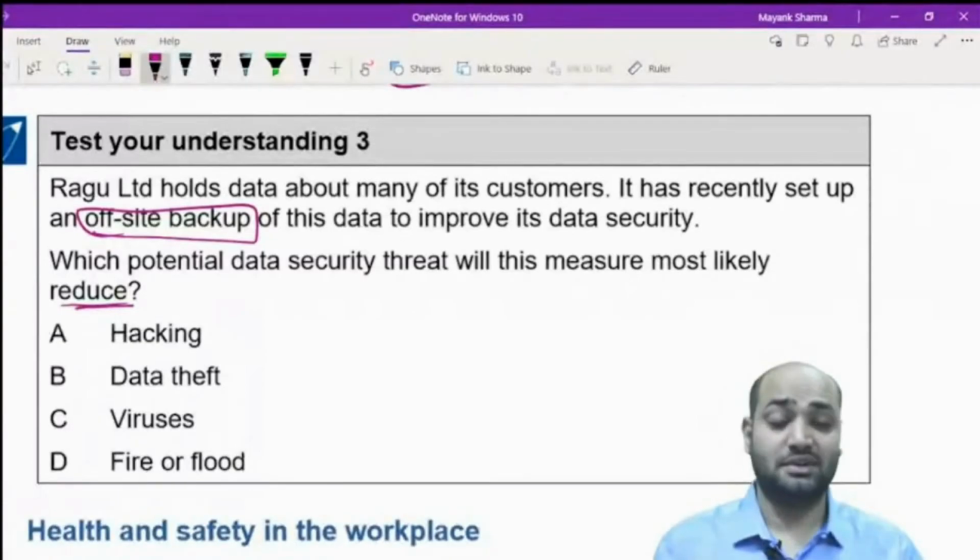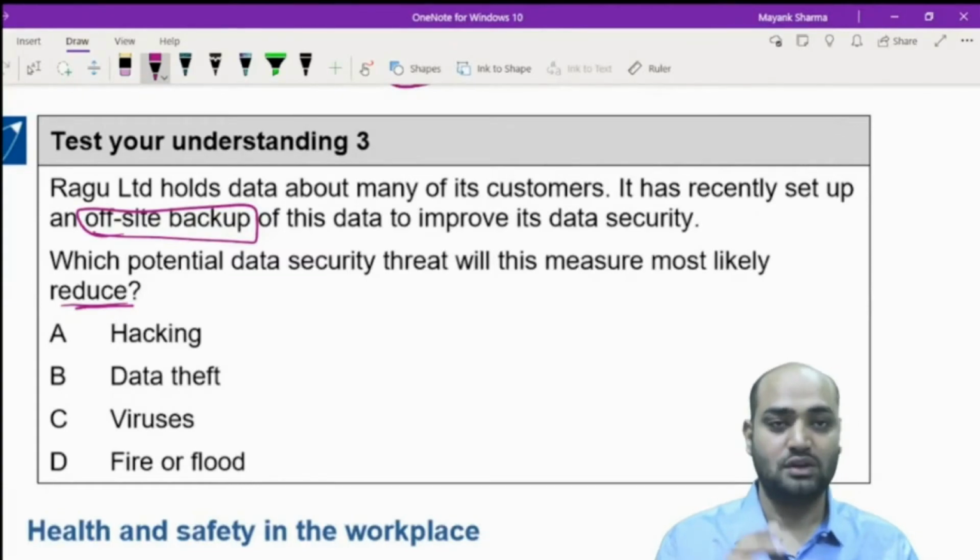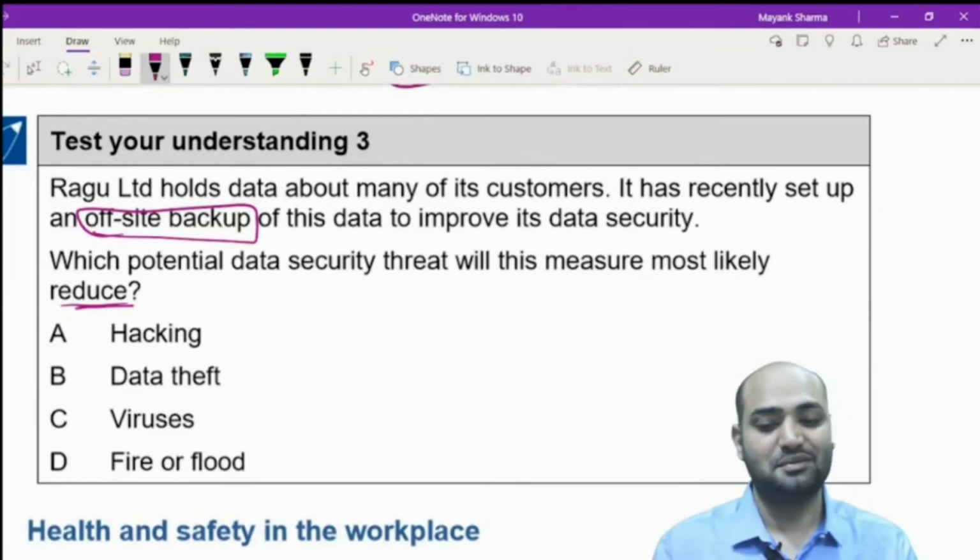Hacking risk cannot be eliminated due to offsite backups. In fact, hacking risk increases because now you have data in two places, one at the main place and another at a backup location. So that is not eliminated. The data theft can also be done from both the places. Now that is also not eliminated. Viruses: again, the probability of a virus infecting your data is now increased because the data is kept at two places. So that is also not eliminated.